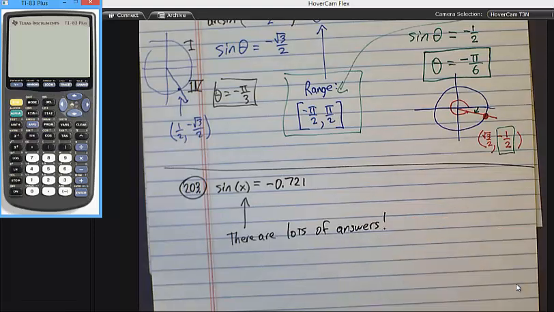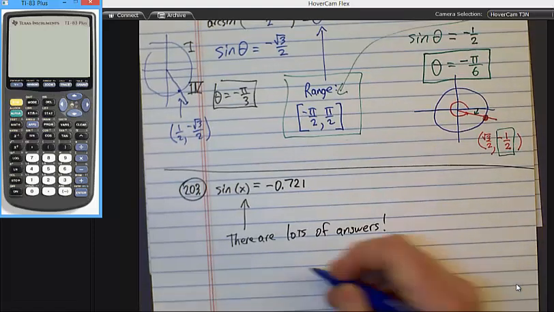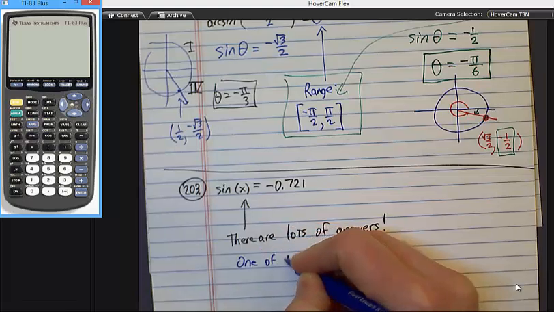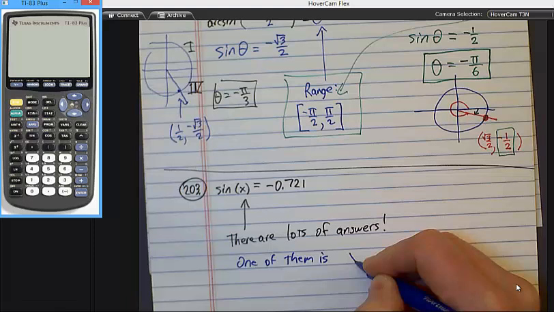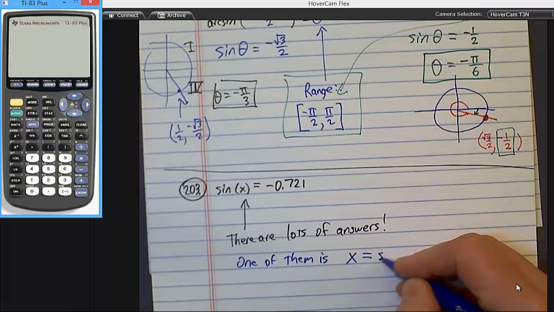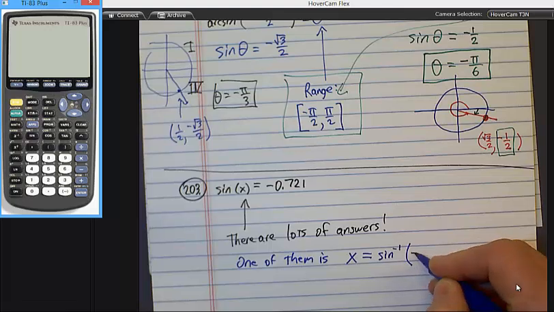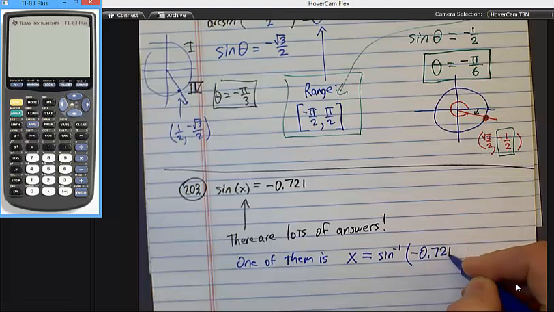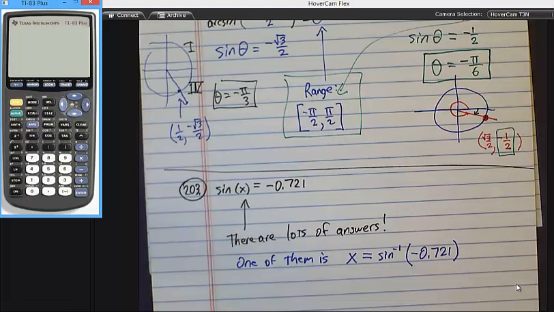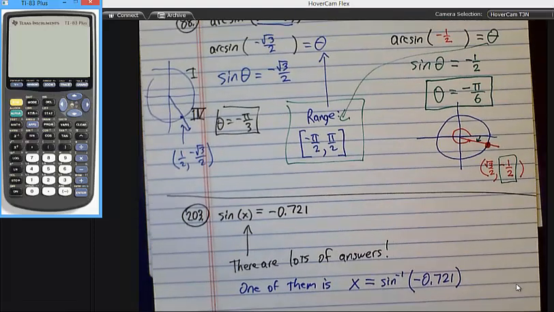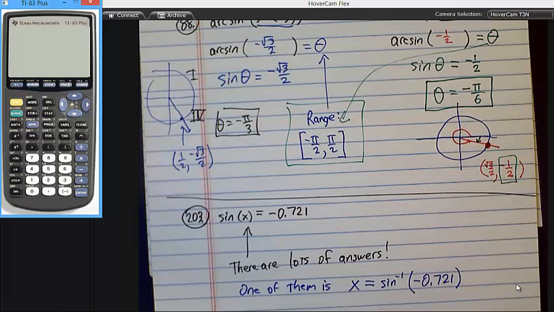When I say lots, how many? Infinitely many. Okay. The best thing you can do is this. One of them is x equals the inverse sine, or the arcsine we might say, of negative 0.721. That's one of them. That's kind of what Jordan's point was. How do I know which one I'm going to get?